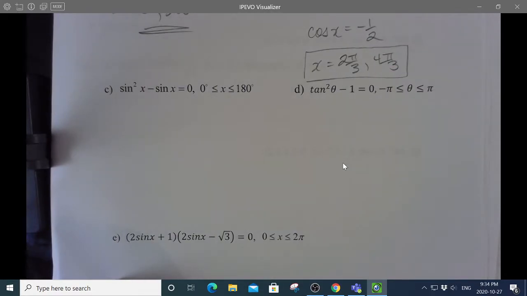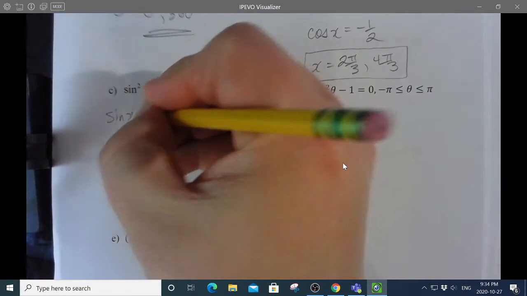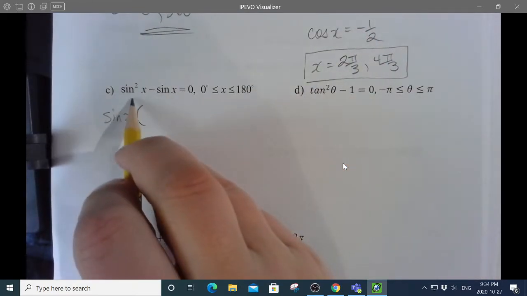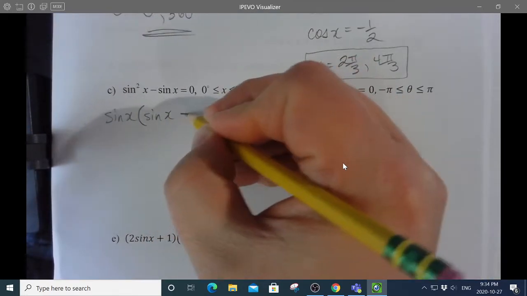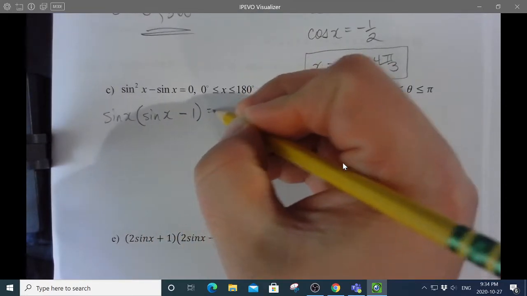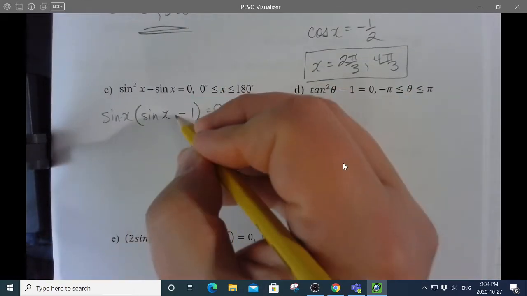All right, let's try a quadratic. Well, this is an easy one to factor. I'm just going to factor out the sine of x from here. When I factor sine of x out of sine squared of x, I get sine x, and when you factor something out of itself, you get 1. All right, so that means there's two solutions. This can be 0 or this can be 0.